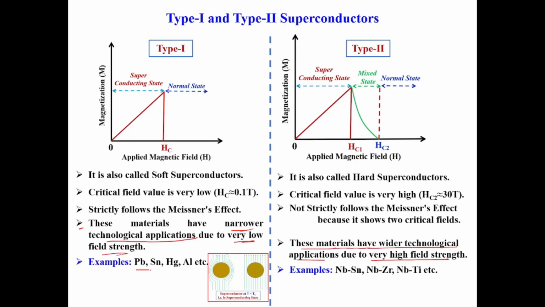Some examples of type 1: lead, tin, HgAl, etc. Examples of type 2: Nb3Sn, niobium and tin, niobium zinc, zirconium, niobium titanium, etc. I have seen that this question, differentiation between type 1 and type 2 superconductors, is asked in exams for 3 to 4 marks. Most of the time you can find this question, so prepare it well for your next exam.